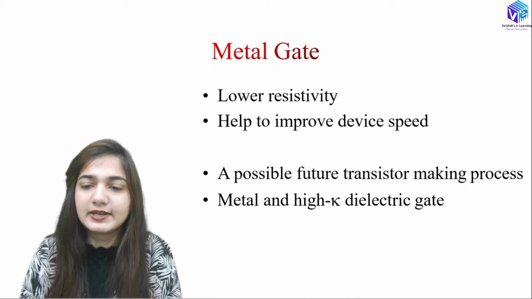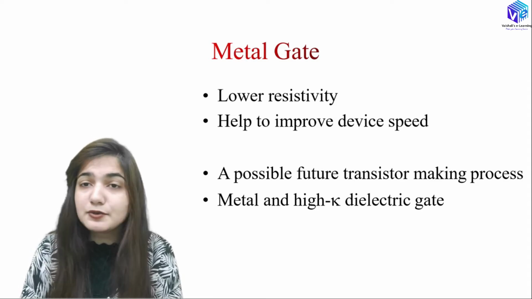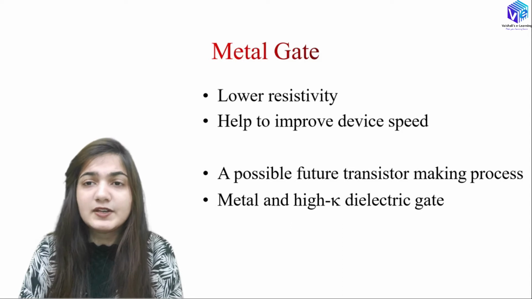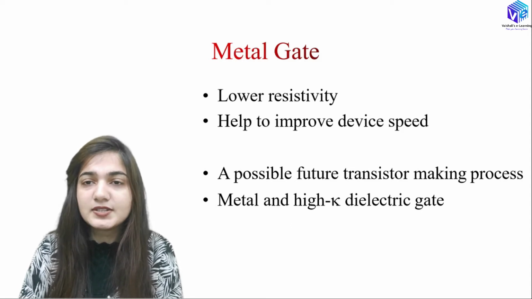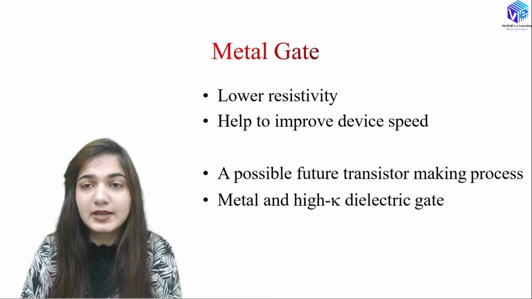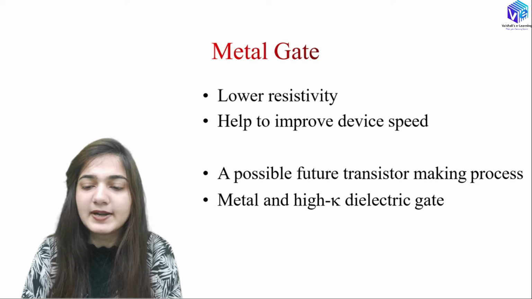Now coming to the metal gate, how we are forming the gate with the help of metals. So I can use polysilicon, I can use metal. Now coming to the advantages of metal, it will give me low resistivity. I know metals have lower resistivity than polysilicon also. Whenever the gate has lower resistivity, it is going to improve the device speed. So my device would work at a very fast rate if I am using the metal gate.